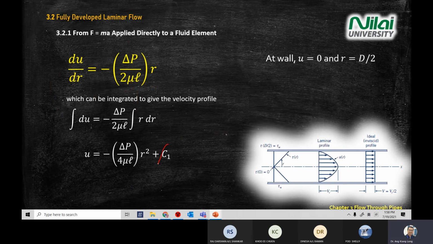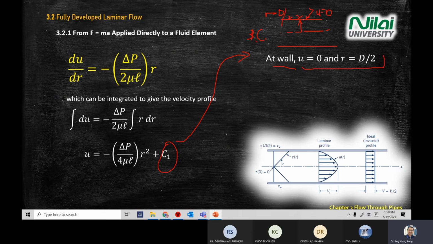You continue. How do you find the C1? You use a boundary condition again. At the wall, the location of the wall here, R equals diameter divided by 2. However, velocity at the wall will be 0. This is the boundary condition. So in the test later on, I will ask you to write the boundary condition in your calculation.